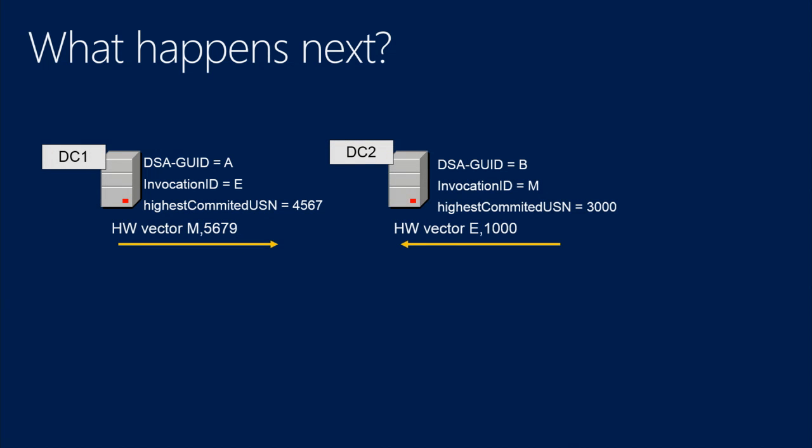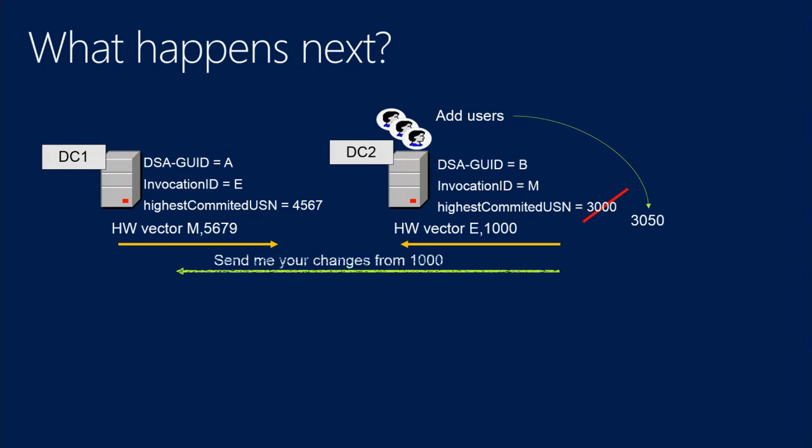Let's look at the next slide. That's the situation. Oh, we'll make it worse. We'll add some more users on that side. So now the highest committed's gone there. So it says, send me your changes from 1,000, because he's saying, I've got everything up to 1,000, so send me all your changes. No problem, here they come. We've got all the changes, everything works absolutely beautifully.